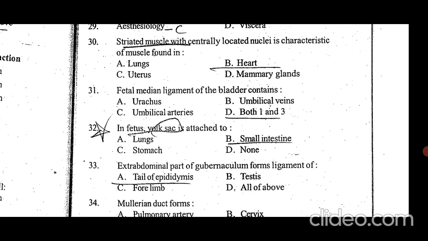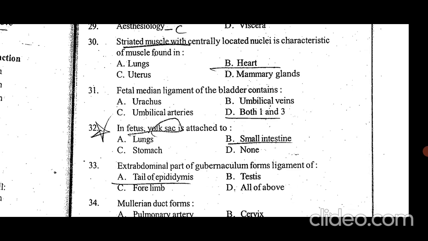Fetal median ligament of the bladder contains both 1 and 3, as urachus and umbilical arteries. Umbilical arteries and urachus are present in the fetal median ligament of the bladder. The bladder has a ligament, the fetal median ligament, and this ligament has urachus and umbilical arteries.